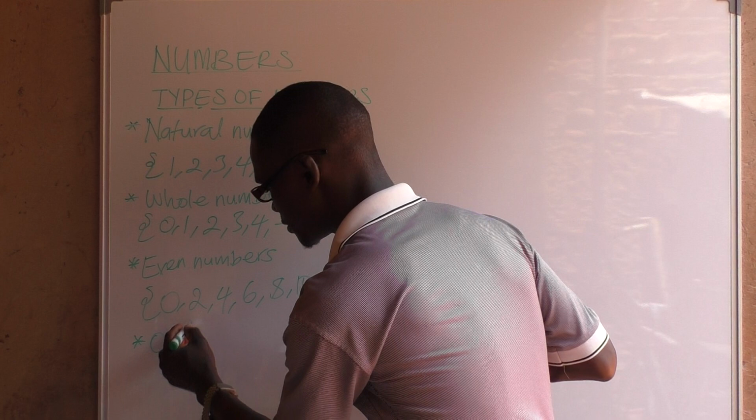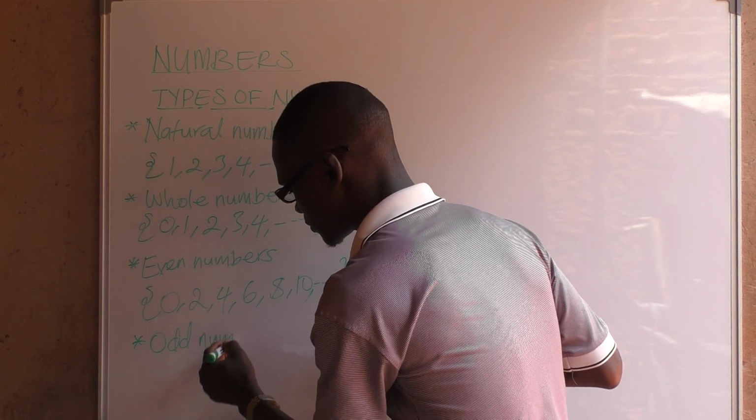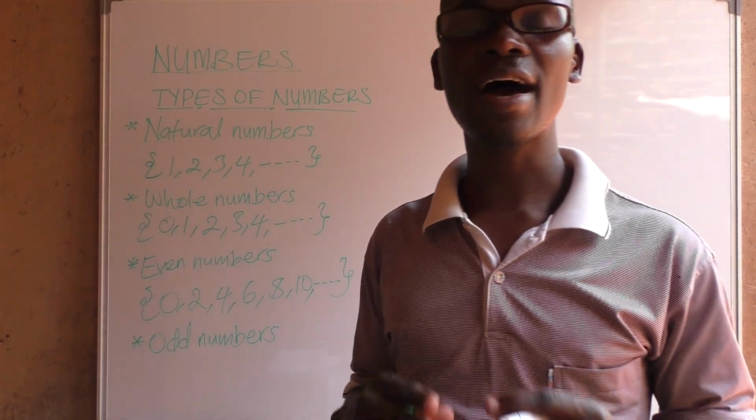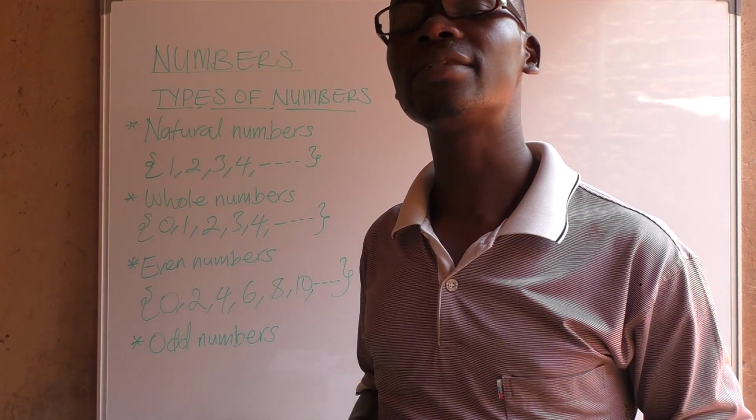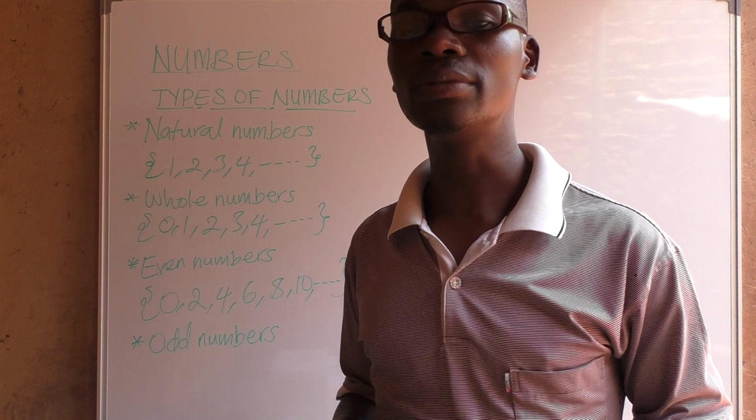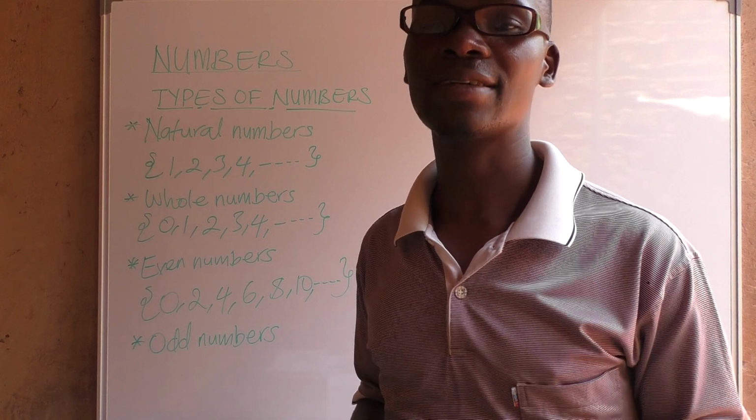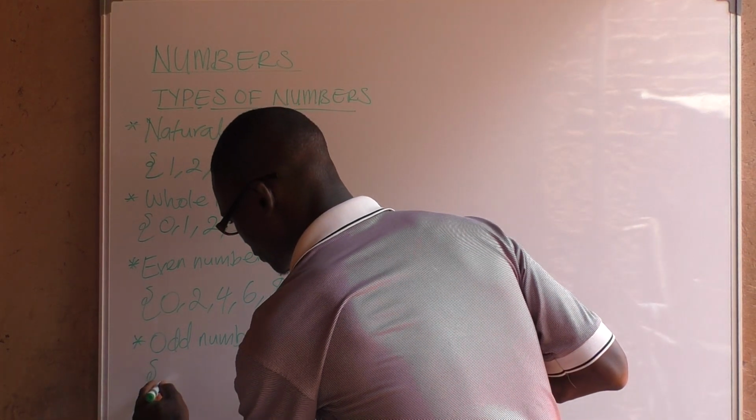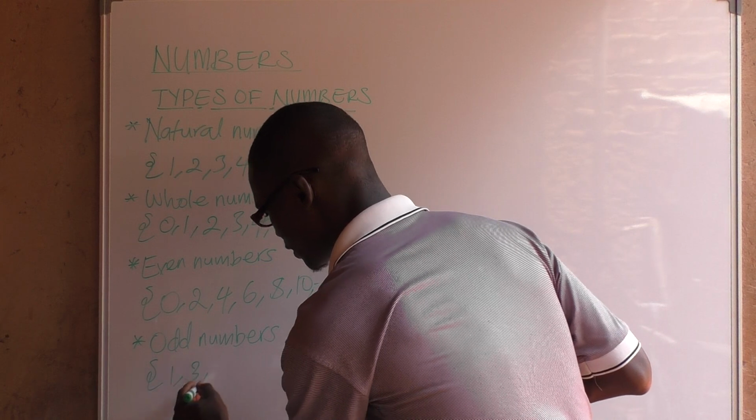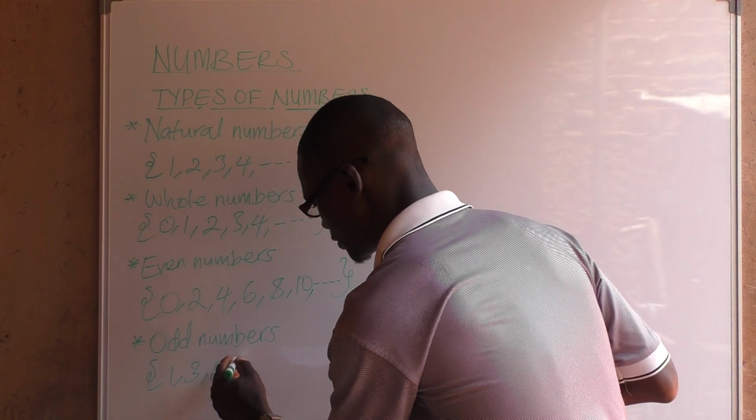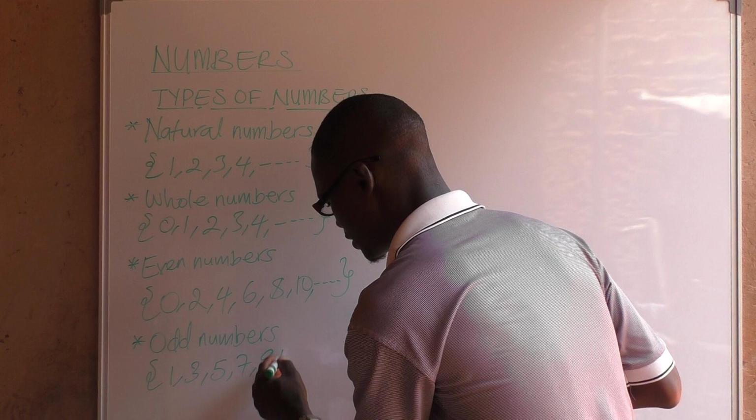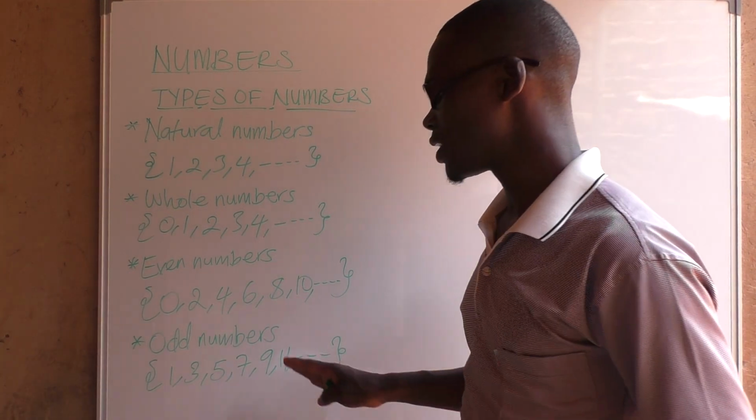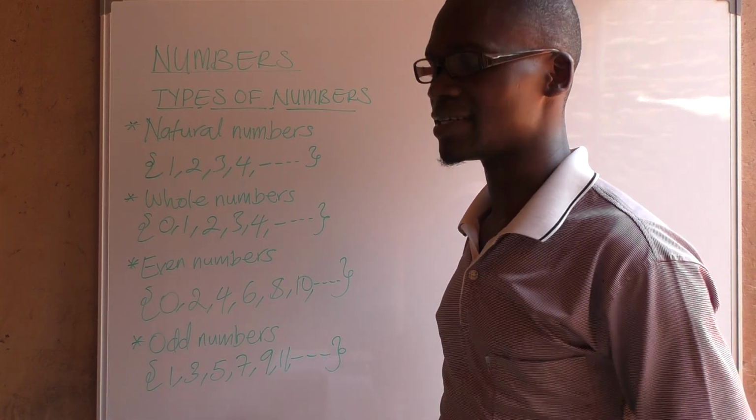Then we also have odd numbers. Odd numbers are numbers that when divided by 2 give 1 as a remainder. Such numbers include 1, 3, 5, 7, 9, 11, and so on. So these are odd numbers.